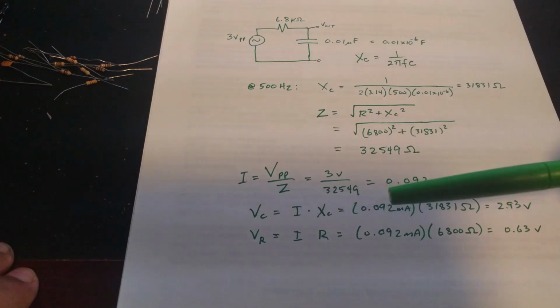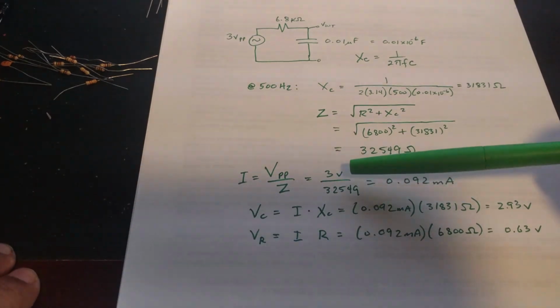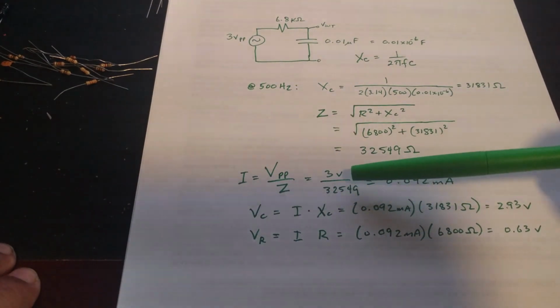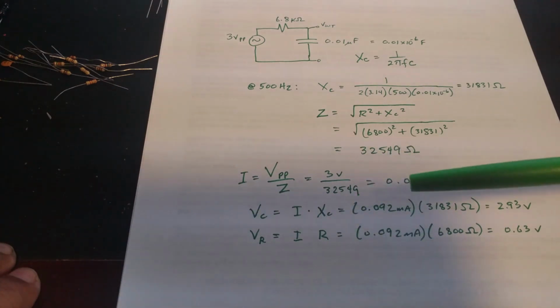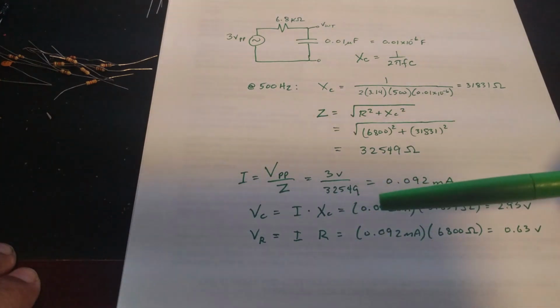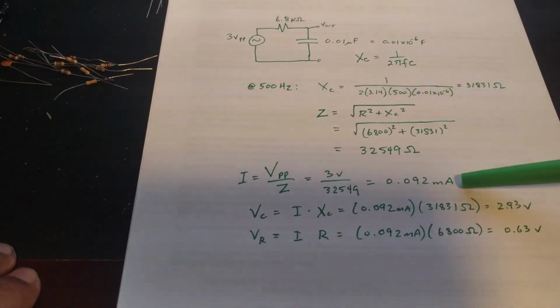Now that we have the impedance, we can use that to calculate the current in the circuit. In our case, we're using peak-to-peak values, so we have 3 volts as our voltage source divided by the impedance we just calculated, which is 32,549 ohms, and we get a current of 0.092 milliamps.